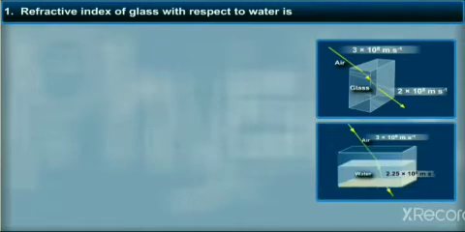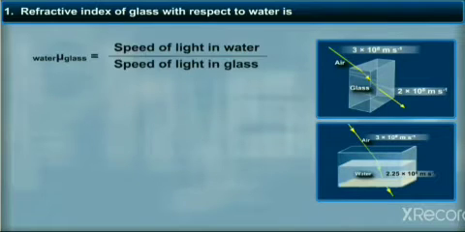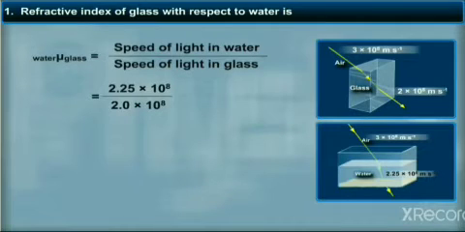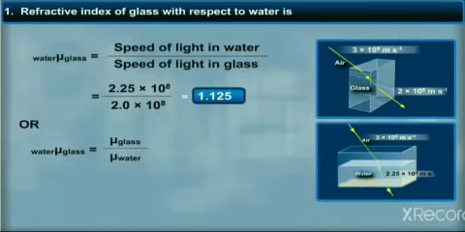Examples. 1. Refractive index of glass with respect to water is equal to the speed of light in water upon the speed of light in glass, which equals 2.25 × 10^8 upon 2.0 × 10^8, which equals 1.125. Or refractive index of glass with respect to water is equal to refractive index of glass upon refractive index of water, which equals 3 by 2 upon 4 by 3, which further equals 9 upon 8.